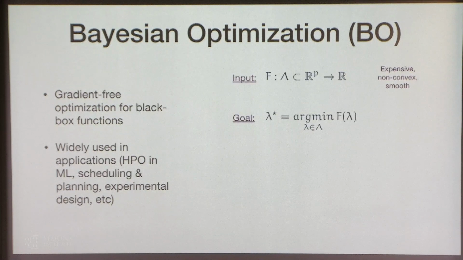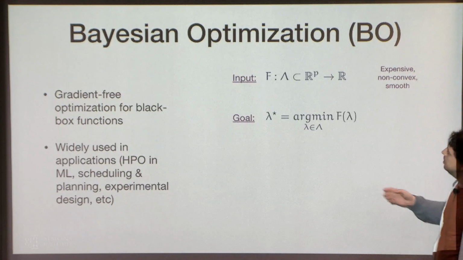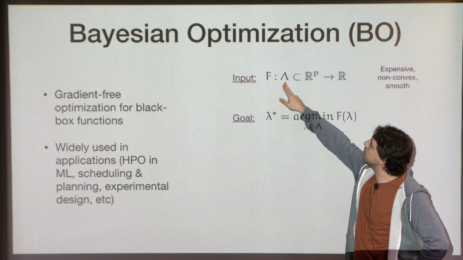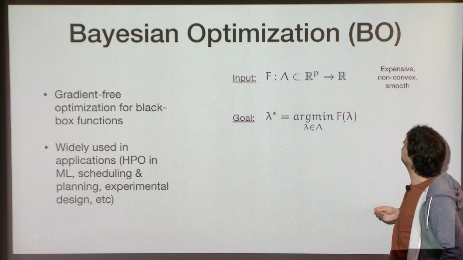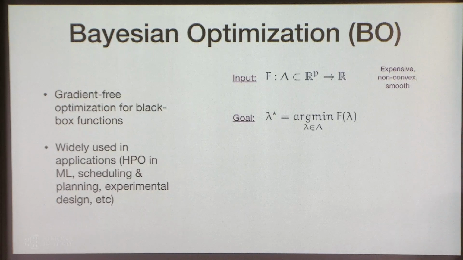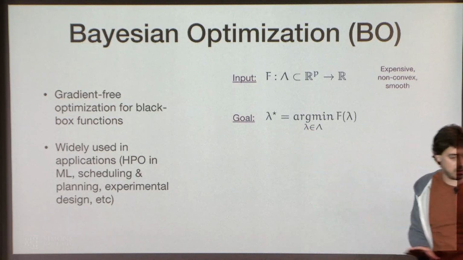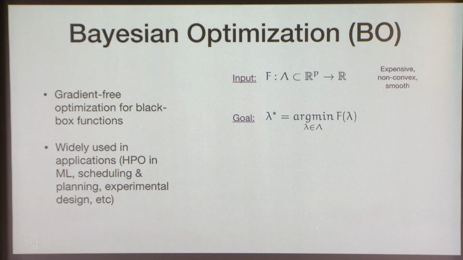The typical way Bayesian optimization is formalized, when you have at least one objective, is that you're given a function defined on some subset of p-dimensional Euclidean space. You assume that this function is expensive, non-convex, and has some degree of regularity. And what you want to do is try to find this minimum by just doing evaluations of f. So you don't have gradients, for example.